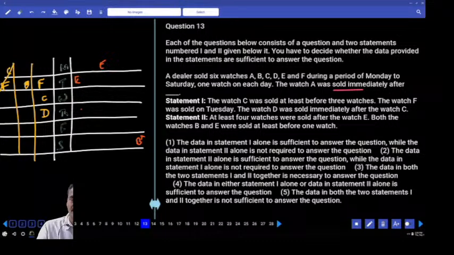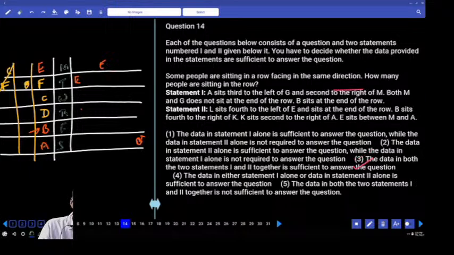And this is gone. 1 alone is not sufficient, 2 alone is not sufficient. Then by combining these 2, E will be at this place and B cannot be at the last, B is here. Then A must be at this place. Then A was sold immediately after what? Immediately after B. Are you getting the answer or not? How do we get the answer? Only by taking both the statements. And both the statements are required, that is choice 3, question number 13.